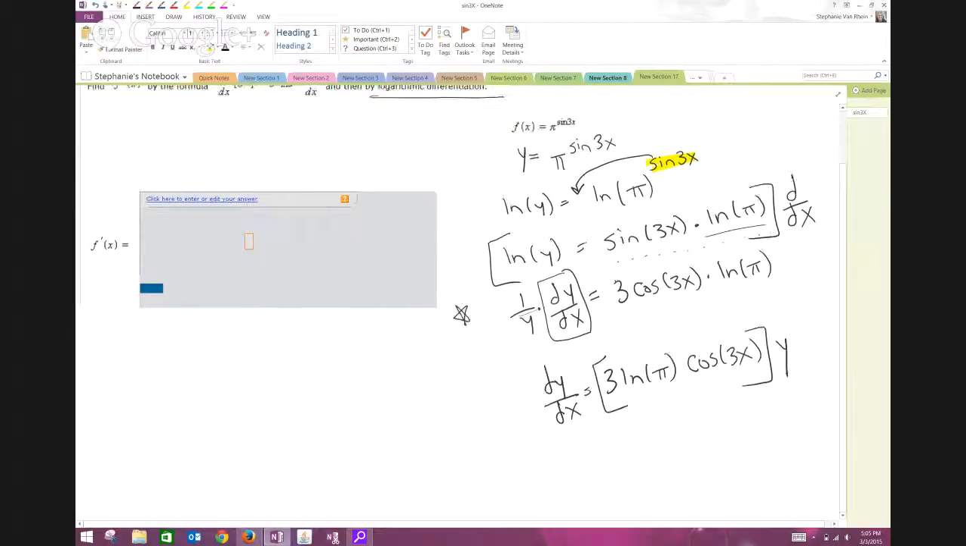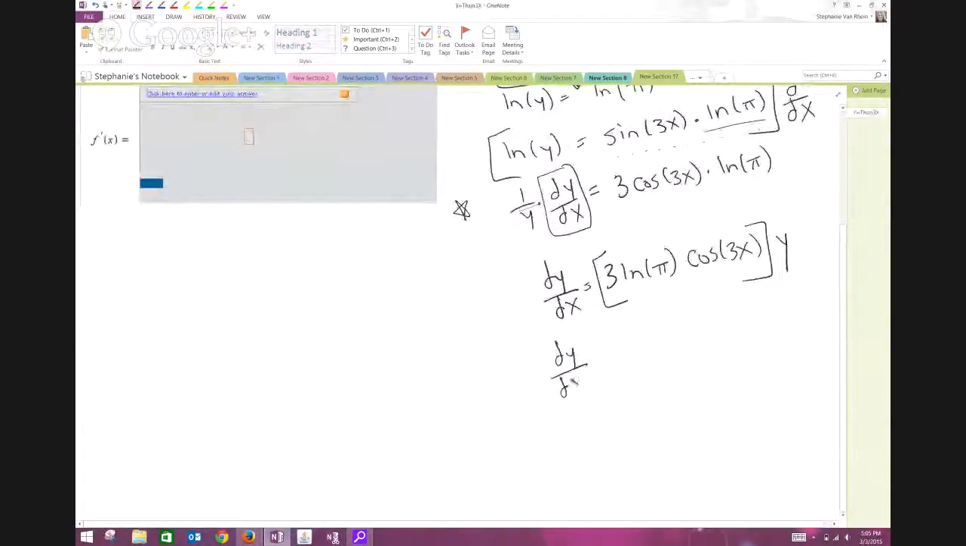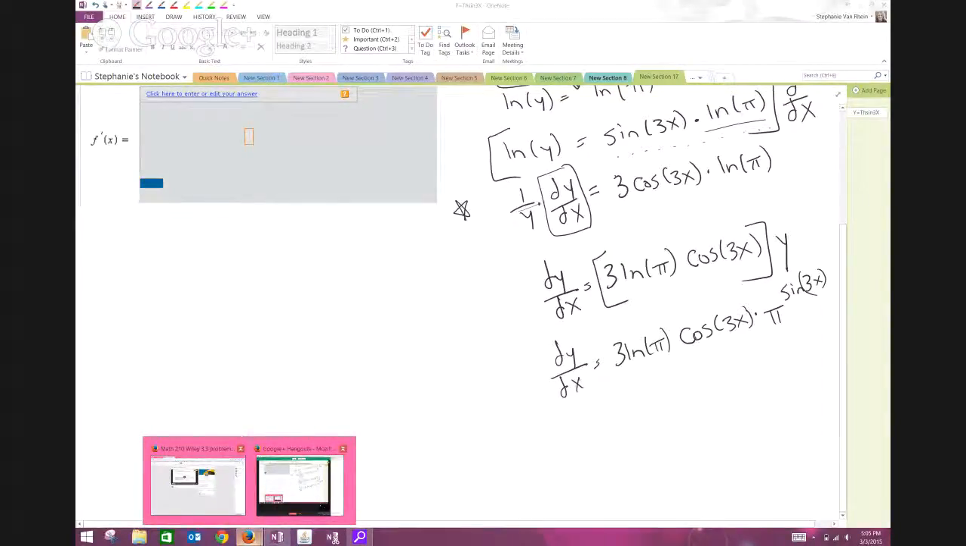Now I don't want to leave it as y, because I want it as a function of x, and I know y is a function of x here. So I have dy over dx is 3 ln of pi times cosine of 3x times y, which is pi to the sine of 3x. So we get to enter that into Wiley.